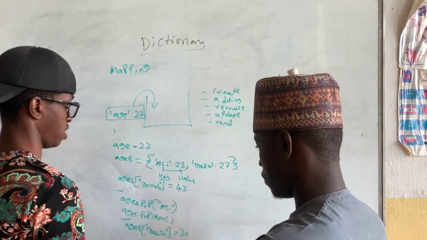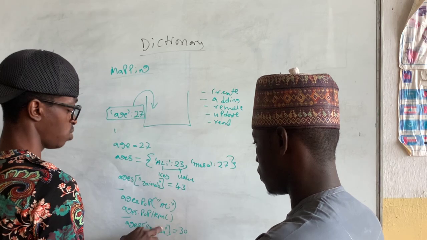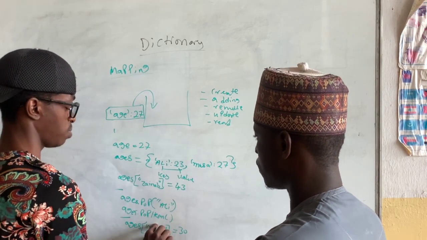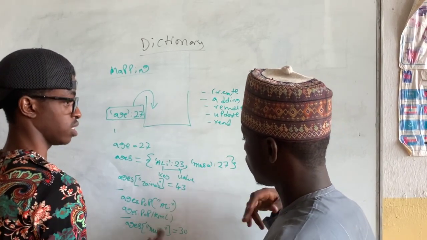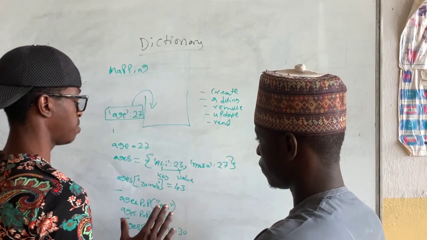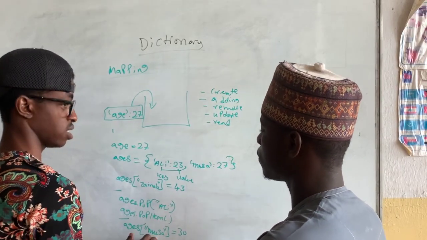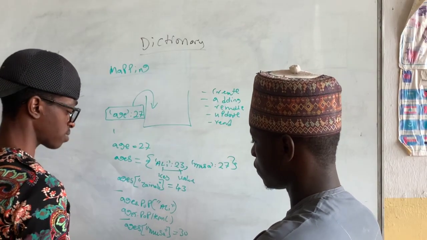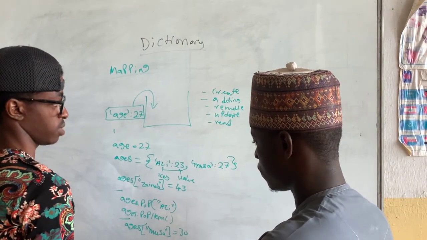Exactly. If you put a new name, it's going to add. If you put an existing one, it's going to update. Update and add are the same, but the main difference is new key versus existing key. So this is how you update an element.